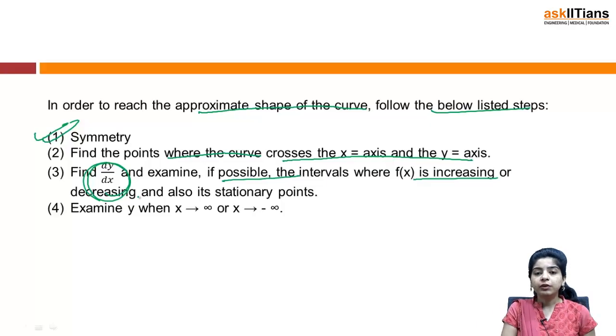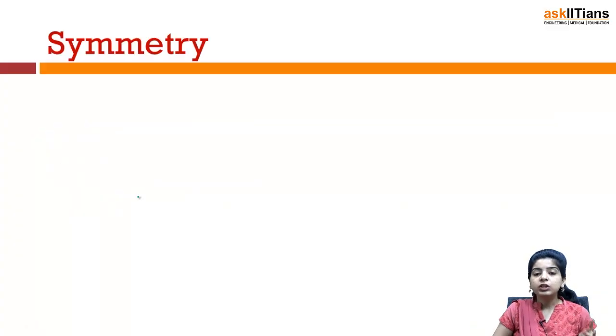So firstly you will try to judge out the symmetry. Obviously, I will be discussing the various points. Then we will try to find out the point where the curve is crossing your x and y axis, then dy by dx and the stationary points or the intervals in which the function is increasing or decreasing, and finally examine y when x is tending to infinity or minus infinity. So the first thing that we have to judge is symmetry.